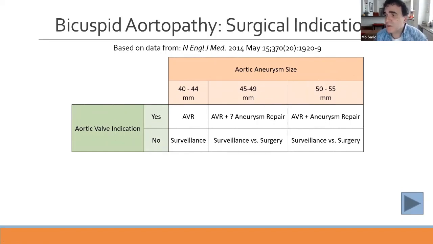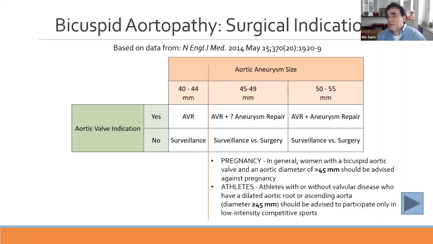It's probably the most common indication when the aneurysm is 45 to 49 millimeters, then in centers with good experience, aortic valve replacement and aneurysm replacement will be done if the aortic valve is damaged. On either end, if there is 50 to 55 millimeters, it's a definite indication for aneurysm repair and aortic valve replacement in cases of significant aortic valve abnormalities. These guidelines are modified whether there is a pregnancy or athletes, in which these guidelines become stricter cutoff values.